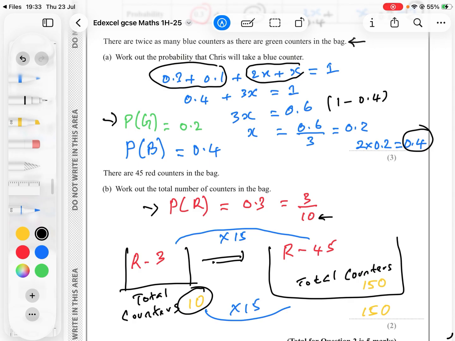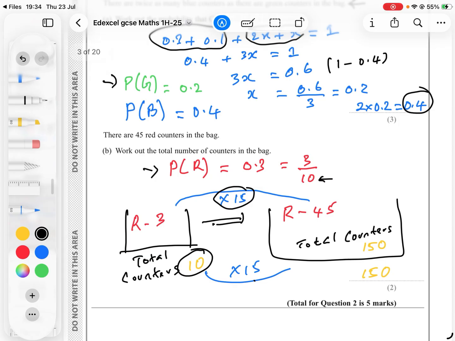That means this is a bigger bag. So 3 times 15 is 45, so the scale factor is 15. That means 3 red counters times 15 gives 45 red counters in the big bag. So of course the total counters is also more. How do you work it out? The total count is 10 times 15, which is 150. So the answer is the total number of counters is 150. Thank you.